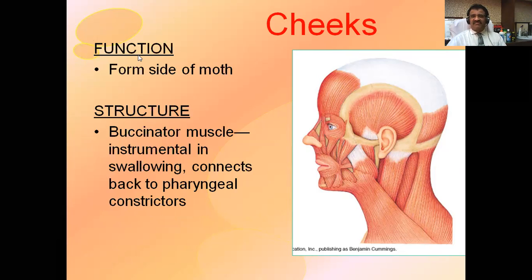The side of the face has the cheek, and they form the side of the mouth as well. This is the cheek. And the buccinator muscle is instrumental in swallowing, and it connects to the pharyngeal constrictors also. So here there is a buccinator muscle. The buccinator muscle is not included in the muscles of mastication, but it also helps in mastication.